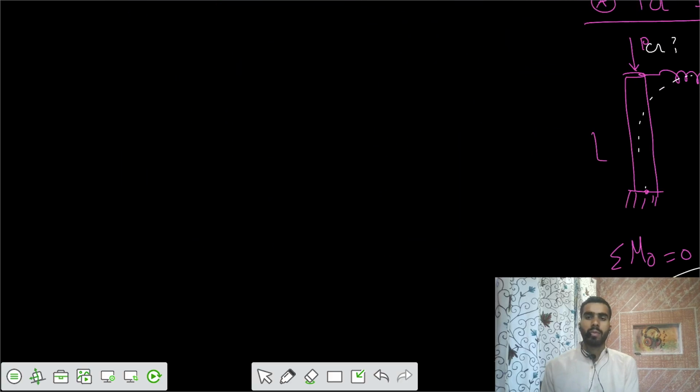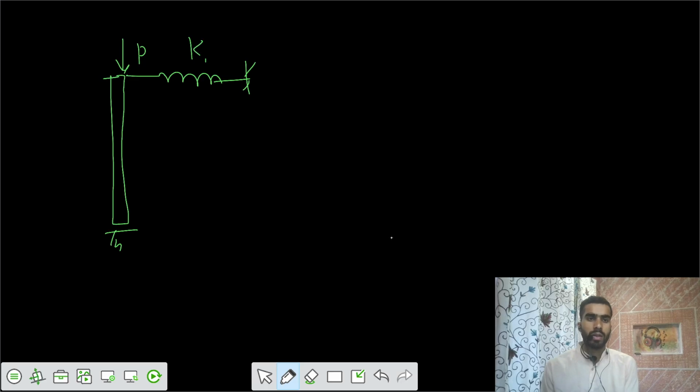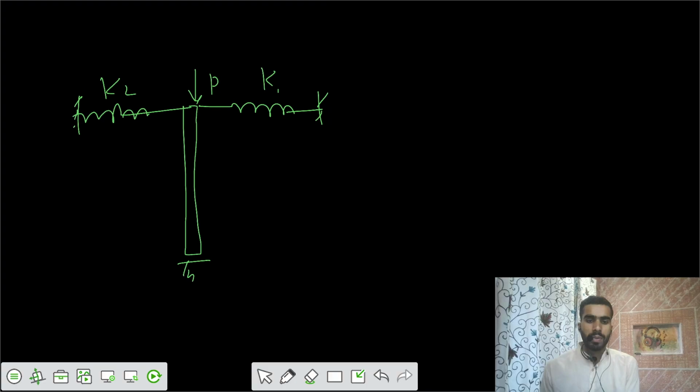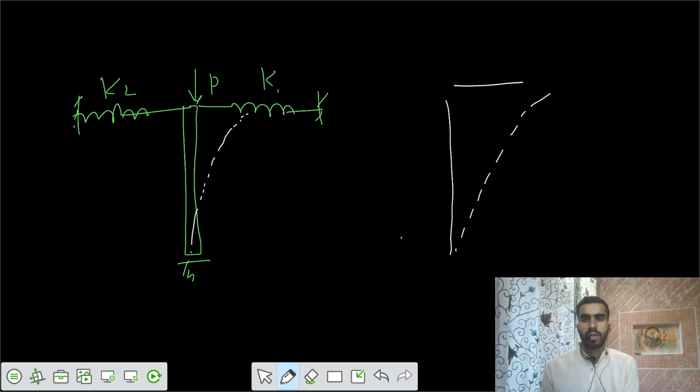Now a similar problem we can take. We have the same column of length L. You apply a load of P. We have two springs now attached. Let's say this is spring 1, and there is one more spring, spring K2, and you just displace this column to either of the sides. Let's say it displaces to this side such that the configuration would look like this, so there is some delta because of buckling.